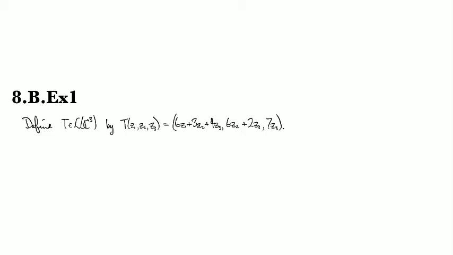So in this clip, we're going to look at how to find the block diagonal form corresponding to an operator. And so we've taken this operator right here. So this is the one with outputs 6z1 plus 3z2 plus 4z3, and 6z2 plus 2z3, and 7z3.